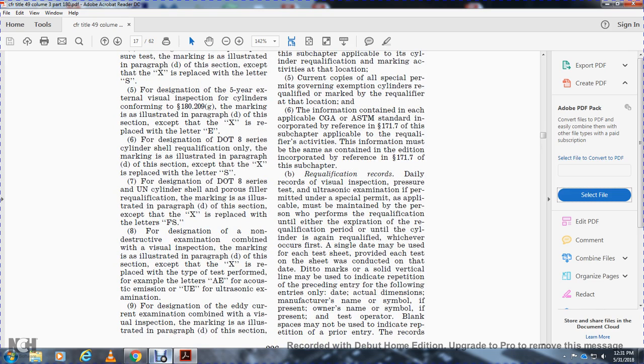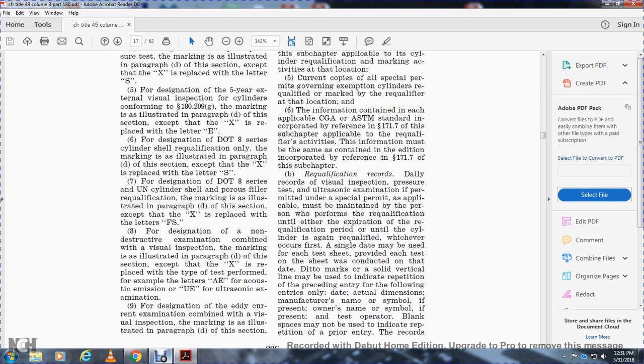Part B, requalification records. Daily records of the visual inspection, pressure test, and ultrasonic examination permitted under the special permit must be maintained by the person who performed the requalification until the end of the requalification period, or until the cylinder is requalified again, whichever occurs first. A single date may be used on each test sheet, provided each test on the sheet is conducted on that date. A digital marking or solid vertical line may be used to indicate repetition of the preceding entry for the following entries only.